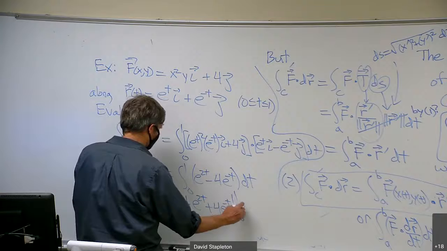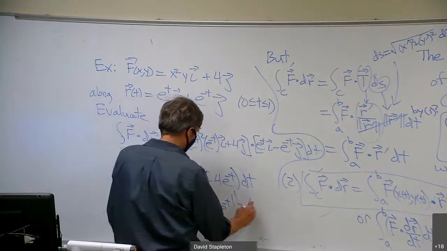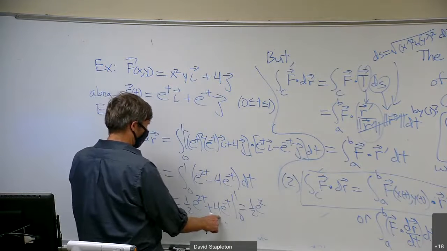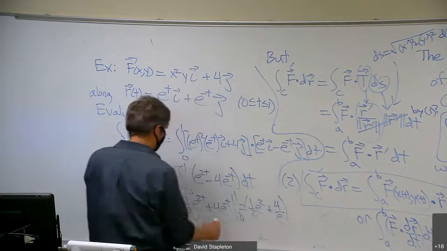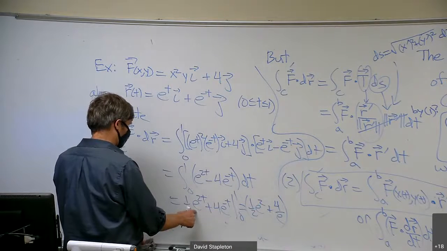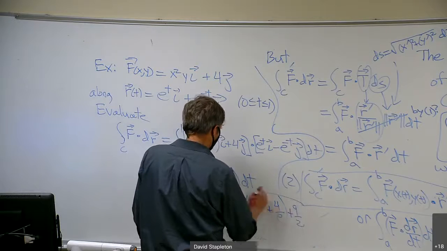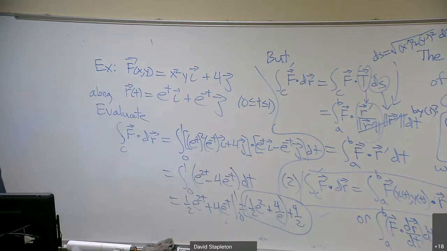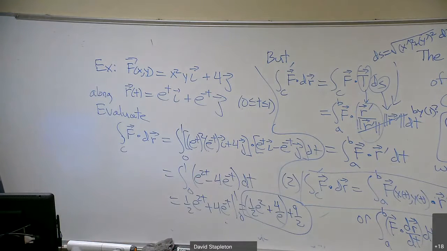Plug in 0 and 1 and take the difference, right? So I get 1/2 e squared plus 4 over e, minus... plugging in the top is 1, and then plugging in 0, I get 1/2 plus 4, which is 9/2. There's the value of that vector line integral. All you've got to do is take F dot dr/dt dt, and so it's actually not so bad to evaluate it.